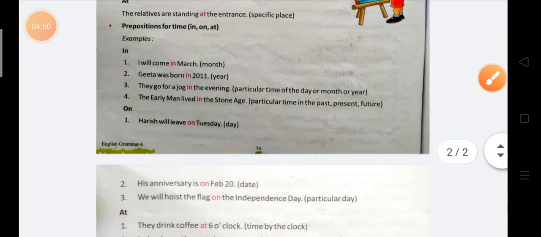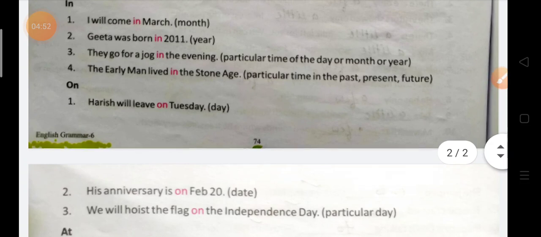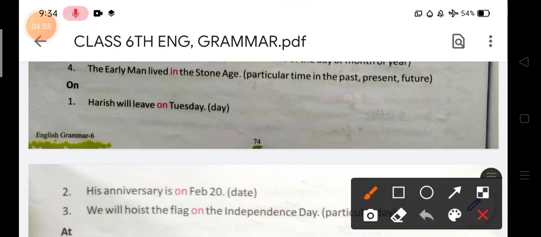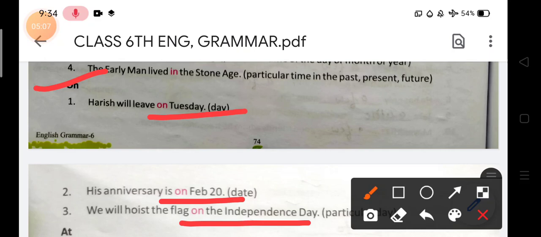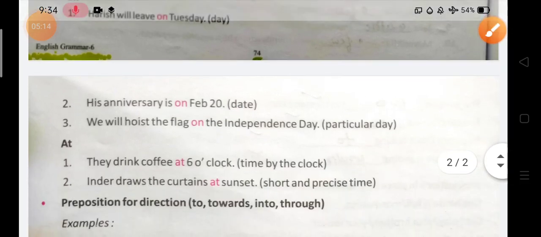You have studied about this also, how you are using "on" and how it is important for you. As you can see, Harish will come on Tuesday. This is also telling a kind of time. His anniversary is on Feb 20. We will hoist the flag on Independence Day. So in this way you can see that "on" is also a preposition that is used for showing the time.